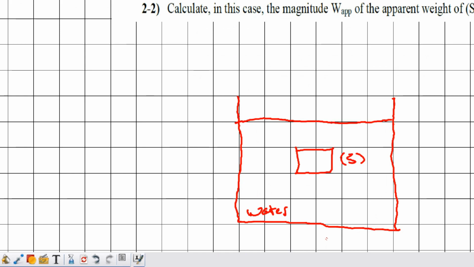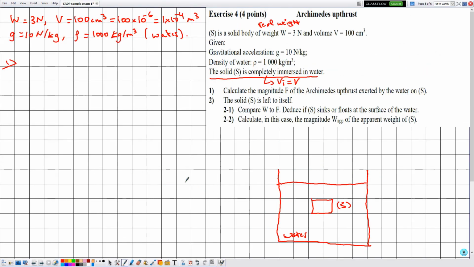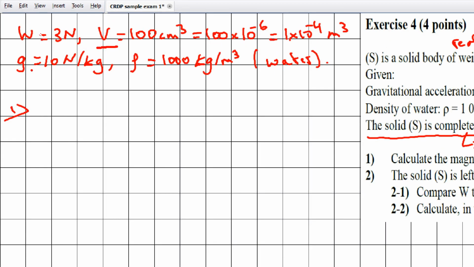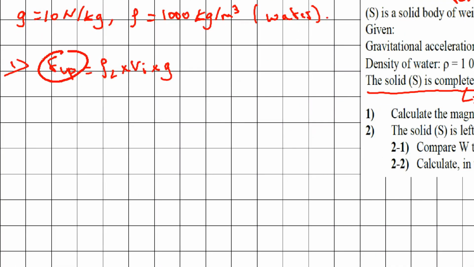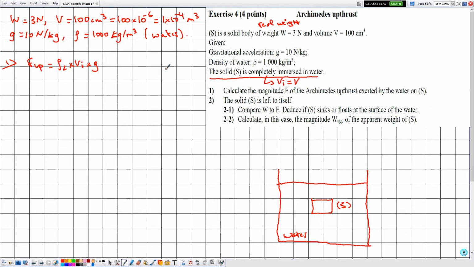Therefore, we are left with the following method: the magnitude of F can always be calculated using the density of the liquid times the volume of the immersed part times g, knowing that all of these quantities are given here. So let's say that F upthrust, denoted by F, is equal to the density of the liquid times the volume of the immersed part times g. We are interested in determining F upthrust, so no need to construct the triangle of this formula.